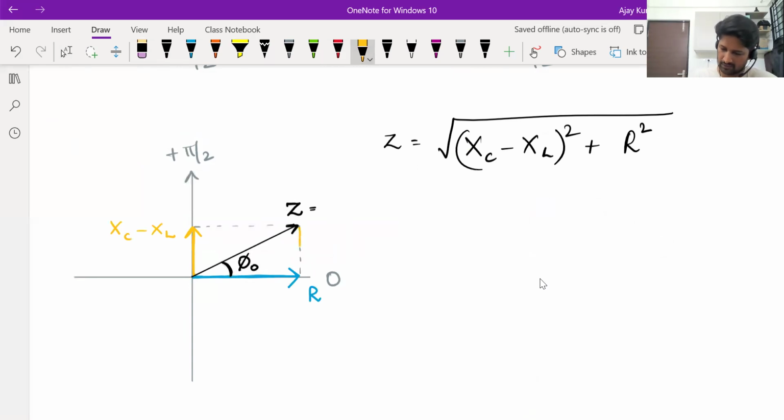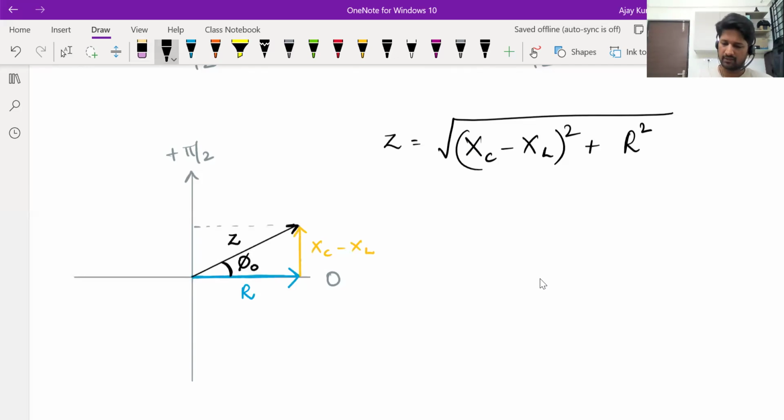So this vector is XC minus XL. This vector's magnitude is R. So the triangle that you get by drawing these three vectors, XC minus XL, R, and their resultant Z, that triangle is called the phasor triangle of an AC circuit.